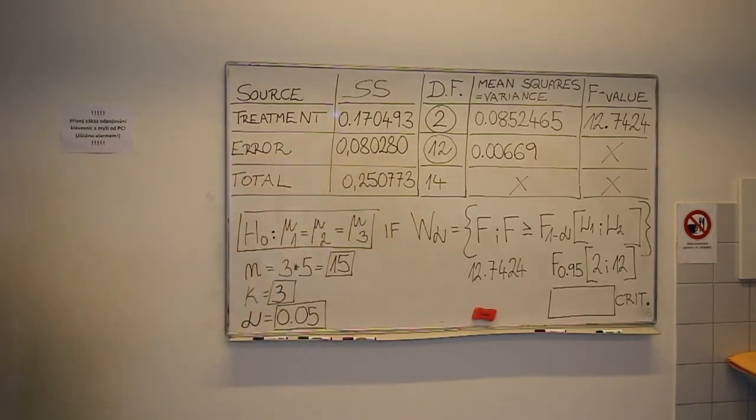So please wait a second. I will check the tables. You can check the tables. For 2 and 12, this quantile is 3.885.